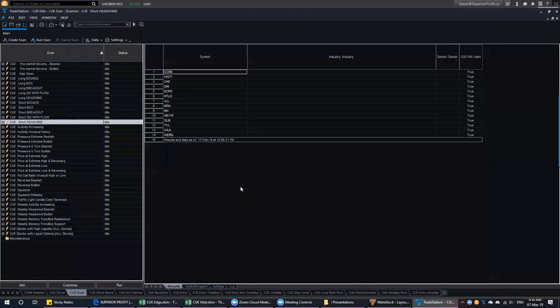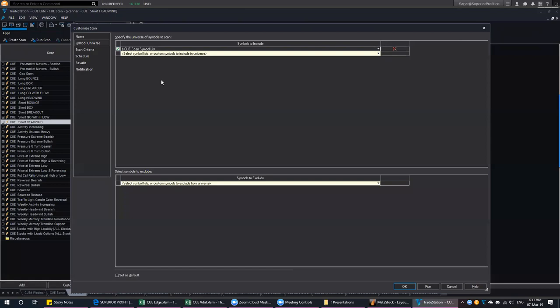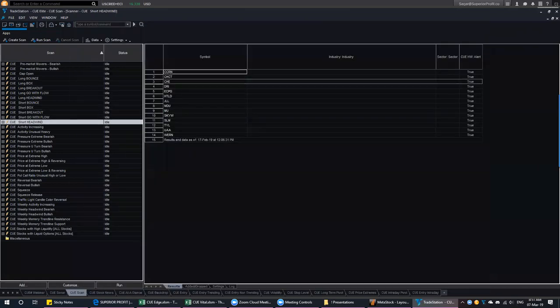The easiest way is to create the symbol lists you want on the file system, and then just copy it to this name. To what name? Q scan symbol list, dollar Q scan symbol list. Let me go to my folder.